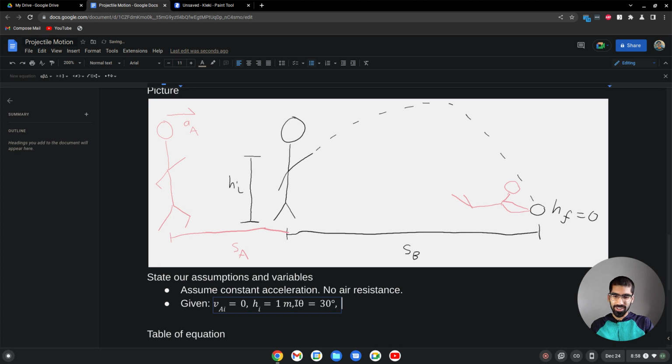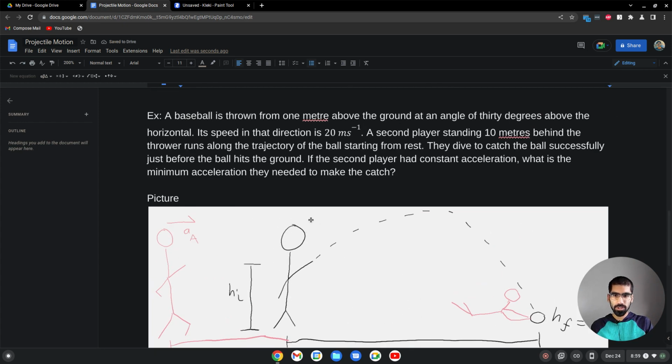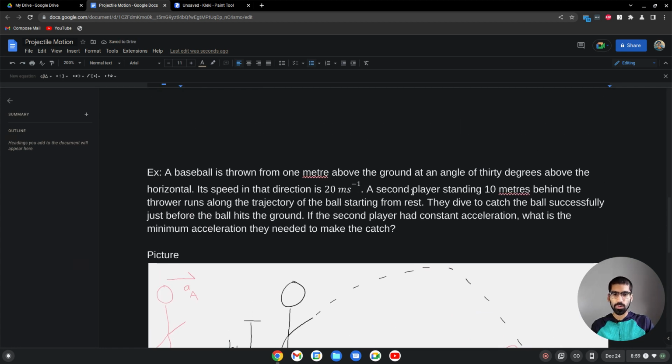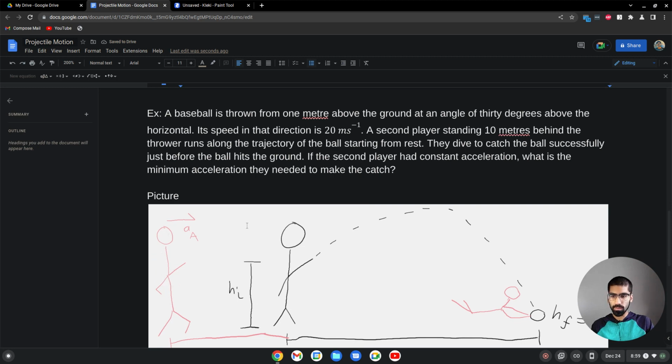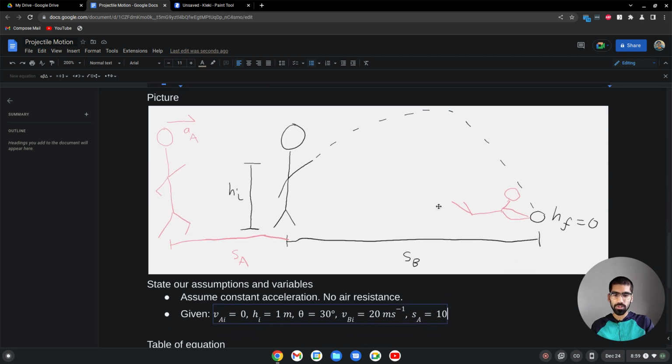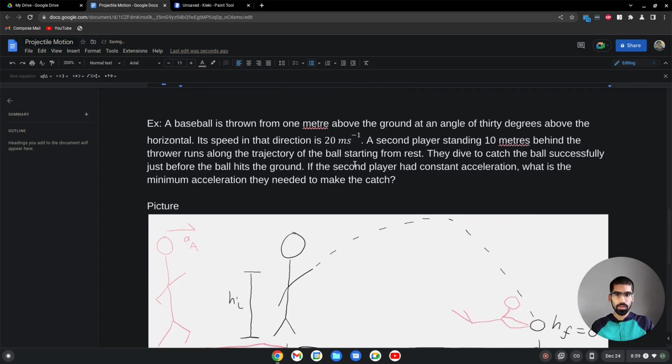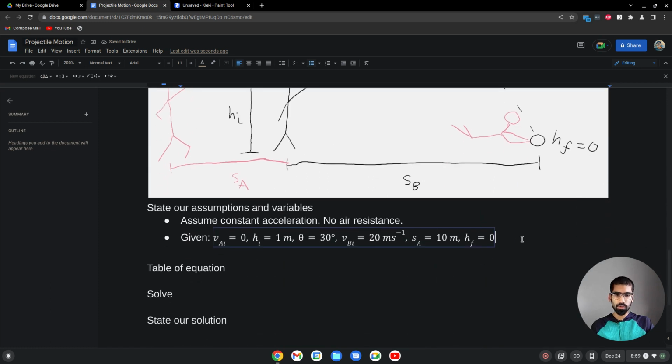Anyways, theta is 30 degrees, and VBI in that direction is 20 meters per second. We know that SA is equal to 10 meters because the second player, A, is originally 10 meters behind the first one. I don't know what SB is. We know that HF equals 0. Alright. Anything we missed? I don't think so.